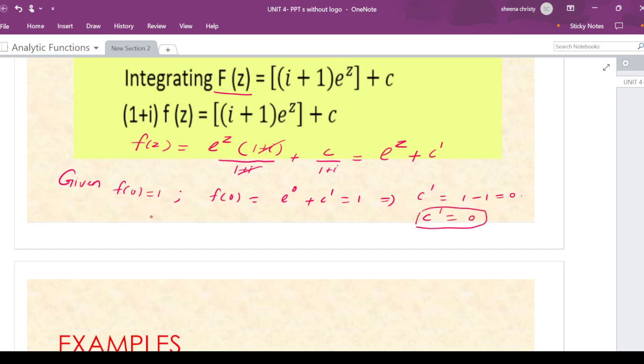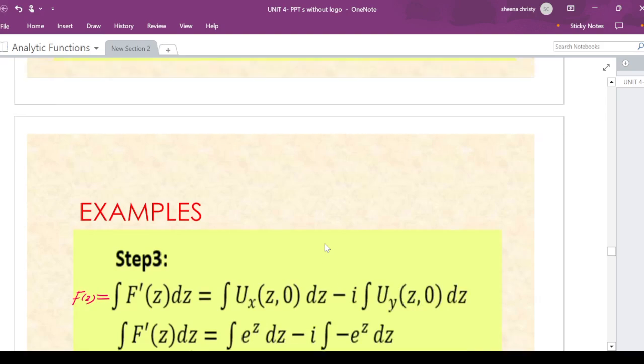Now, substituting c' equal to 0, you will get f(z) = e^z. Let us take this as equation 3. So from equation 3, we are getting f(z) with c' equal to 0 as e^z itself. Hence, the analytic function is e^z.